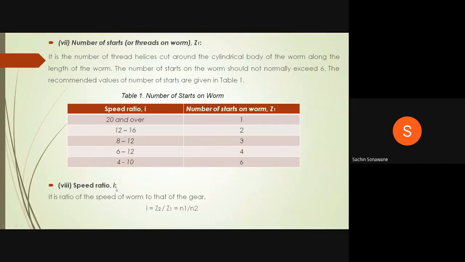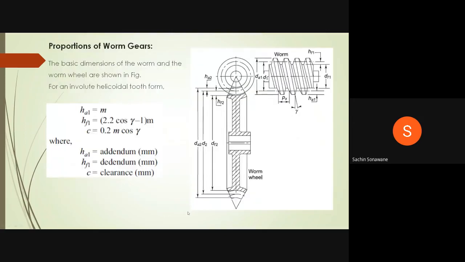Speed ratio i is the ratio of the speed of the worm to that of the gear. Therefore, i is equal to Z2 upon Z1, which is equal to N1 upon N2. Now, we will see proportions of worm gears. The basic dimensions of the worm and the worm wheel are shown in the figure.